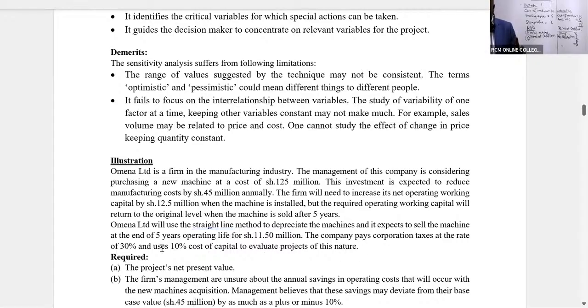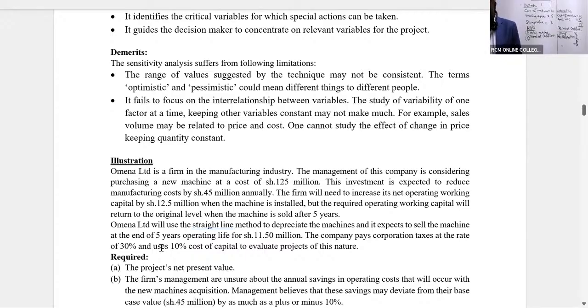They have told us tax is what percentage there? 30%. Whenever you see tax in AFM, you must always calculate depreciation. If tax is not given, don't calculate. But whenever you see tax, like in this case, you must calculate depreciation, otherwise the examiner doesn't love you. So they want us to give them part A, the project's net present value.